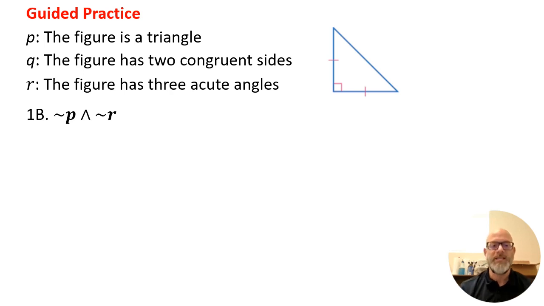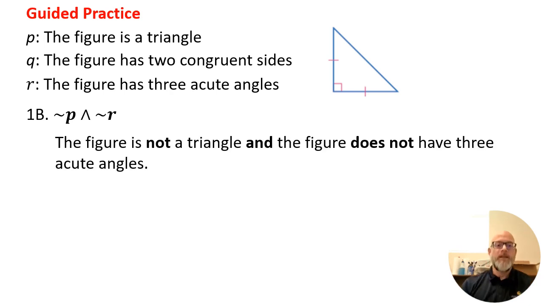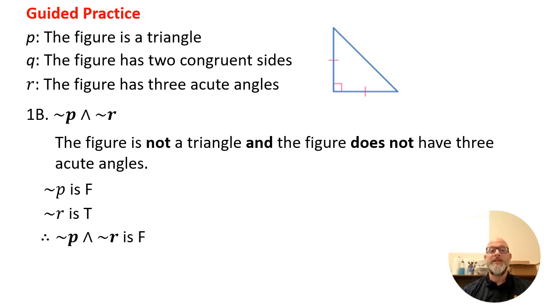How about this? Not P and not R. How would I write that? You might want to pause it. The figure is not a triangle and the figure does not have three acute angles. Not P. What's the truth value? False. How about not R? True. Therefore, not P and not R is false. Doesn't matter that one of the two statements is true. Both have to be true for a conjunction to be true.